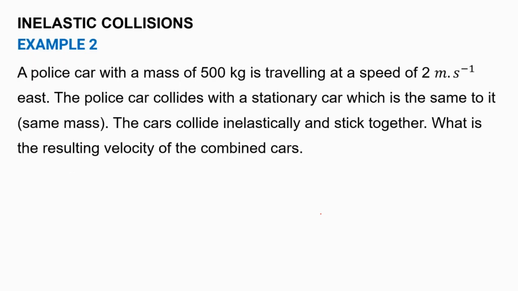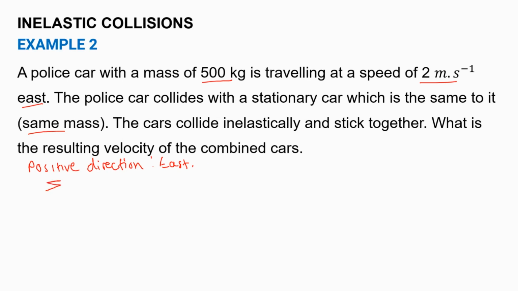Let's do this example. A police car with a mass of 500 kilograms is traveling at 2 meters per second east. The police car collides with a stationary car which is the same as it, meaning the same mass. The cars collide inelastically and stick together. What is the resulting velocity of the combined cars? So let's say our positive direction is east. When the cars collide inelastically, still the momentum is conserved.